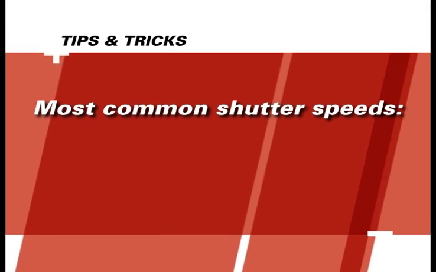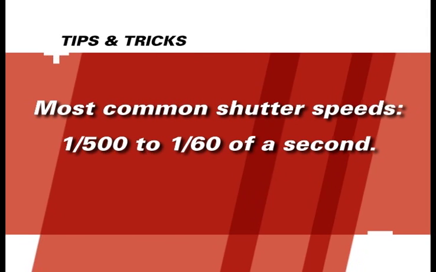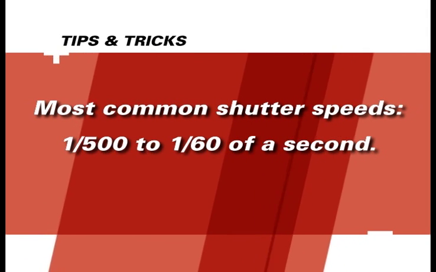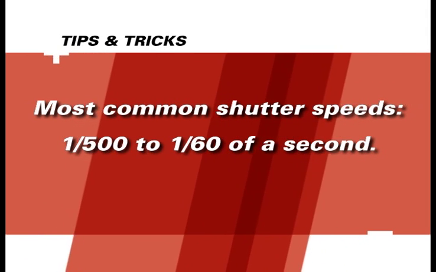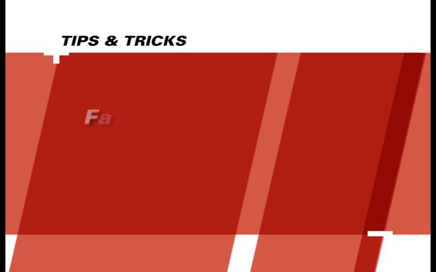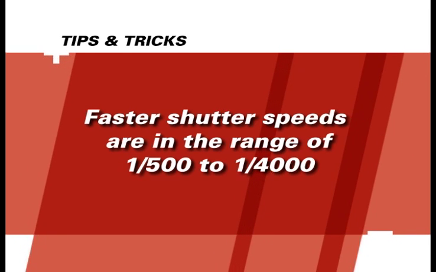Let's talk about these speeds in depth for a moment. The most frequently used shutter speeds lie within the range of 1/500th to 1/60th of a second. This is a typical range used for everyday picture taking. Camera speeds slower than 1/60th will normally require a tripod to avoid blurring the entire picture. Faster shutter speeds are found in the range of 1/500th to 1/4000th.